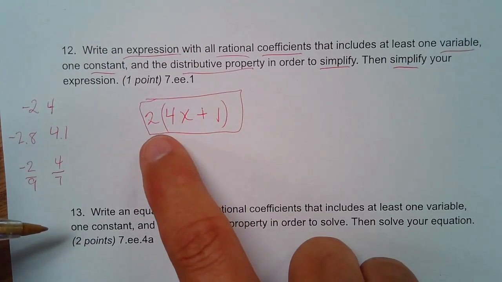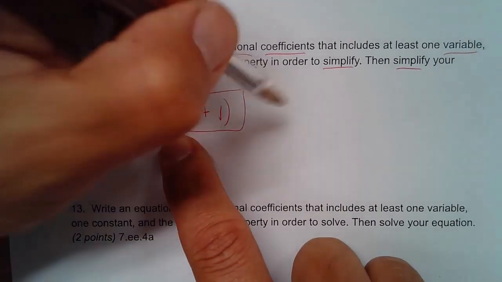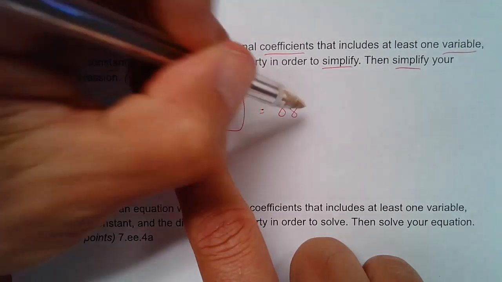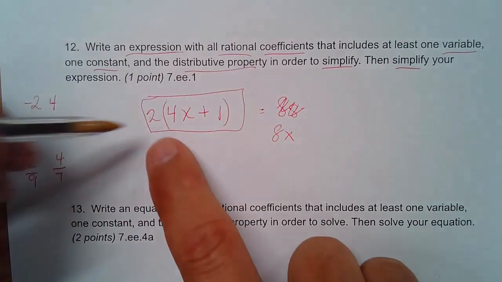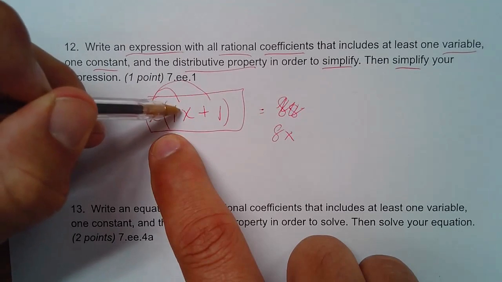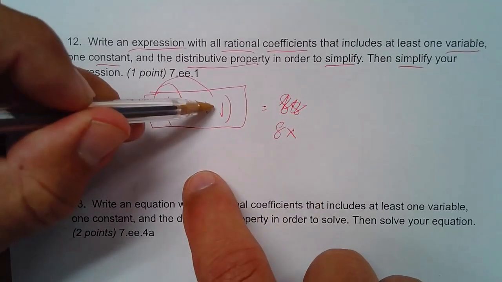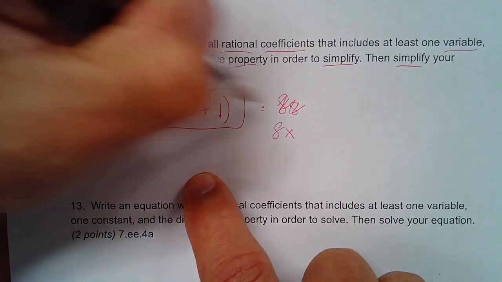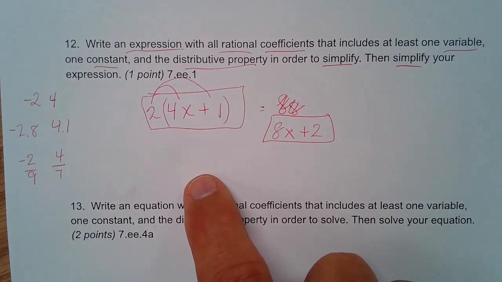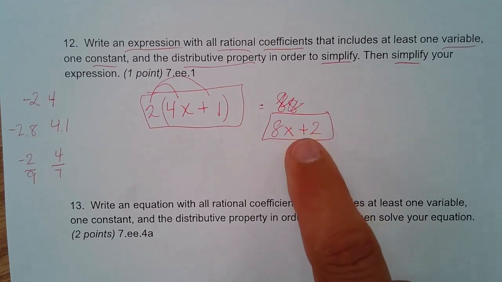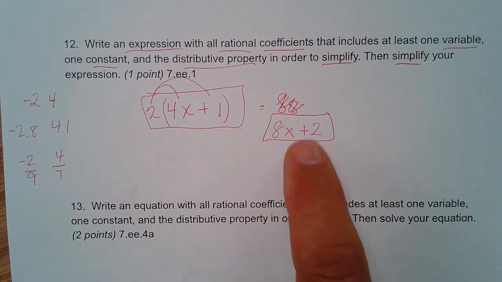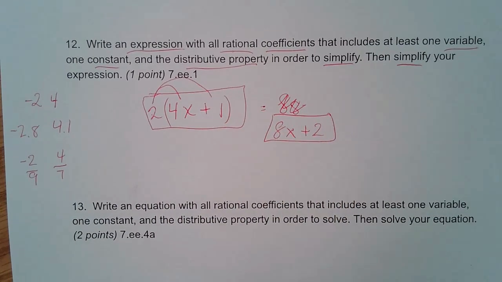And then we need to distribute. 2 times 4 is 8, but don't forget the x there. Oops, 8x. It's sometimes like a rainbow rule. 2 times 4x is 8x, and 2 times 1 is 2. So that's +2. There you go, and there it is simplified. Here's our expression, and this is our simplified expression.